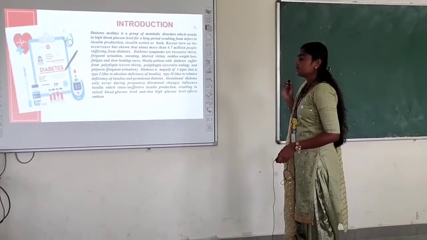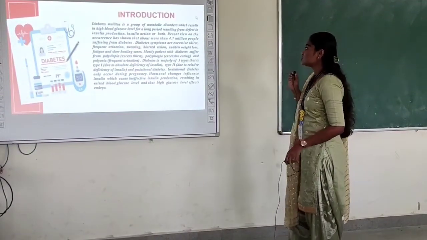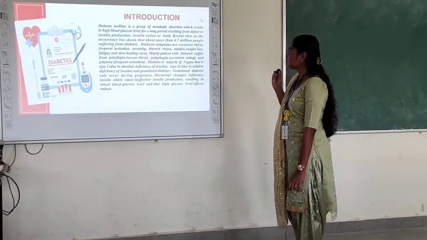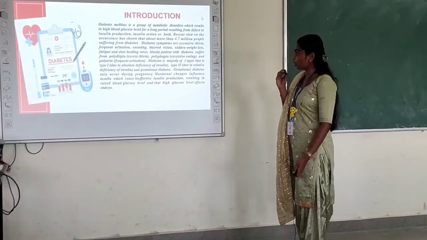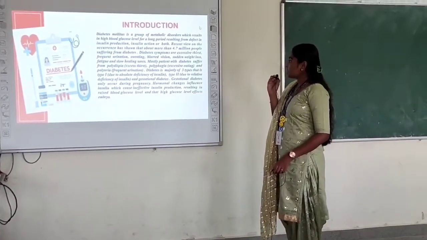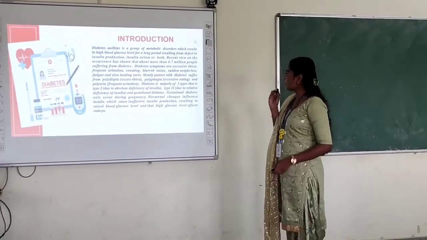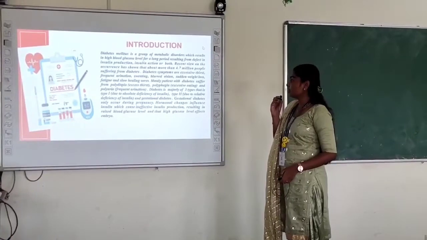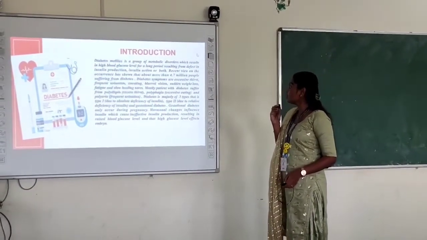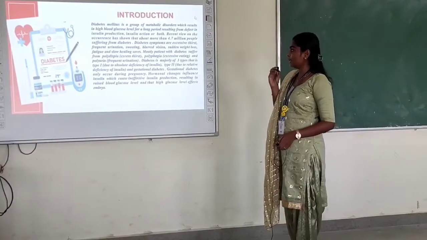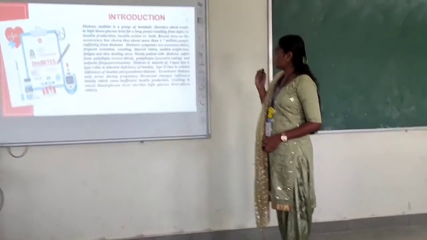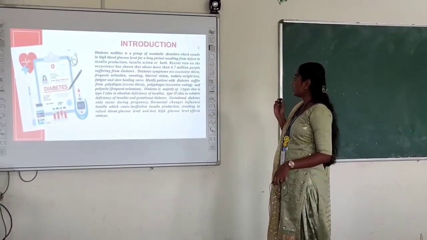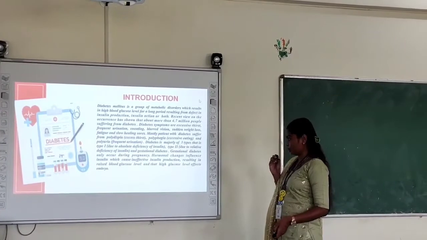Introduction. Diabetes mellitus is a group of metabolic disorders which results in high blood glucose level for a long period, resulting from defect in insulin production, insulin action, or both. Recent view on the occurrence has shown that more than 4.7 million people are suffering from diabetes. Diabetes symptoms are excessive thirst, frequent urination, sweating, blurred vision, sudden weight loss, fatigue, and slow healing sores. Most patients with diabetes suffer from polydipsia, that is excessive thirst, polyphagia, excessive eating, and polyuria, frequent urination.